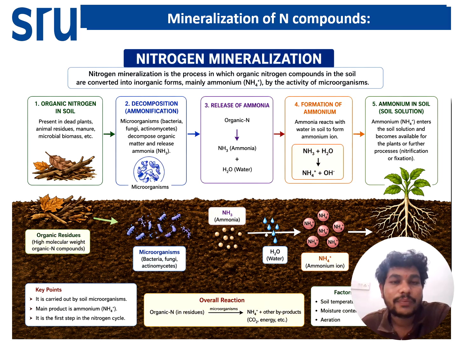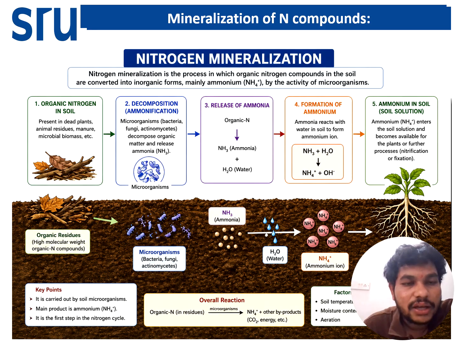That process is called mineralization. Mineralization is the process in which the organic form of nitrogen present in the soil is converted into the inorganic form, mostly NH4 and then NO3, by the activities of microbes. So we'll see stepwise how the organic form of nitrogen in the soil is converted into the inorganic form. That's called mineralization. Organic nitrogen is present in dead plants, animal residue, manures, and organic microbial biomass.